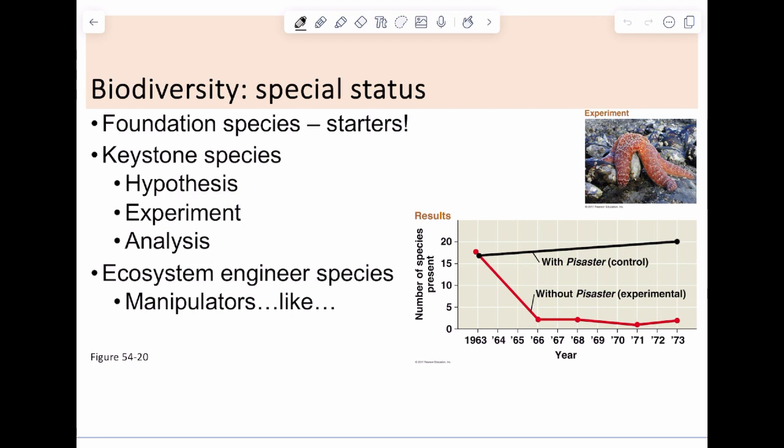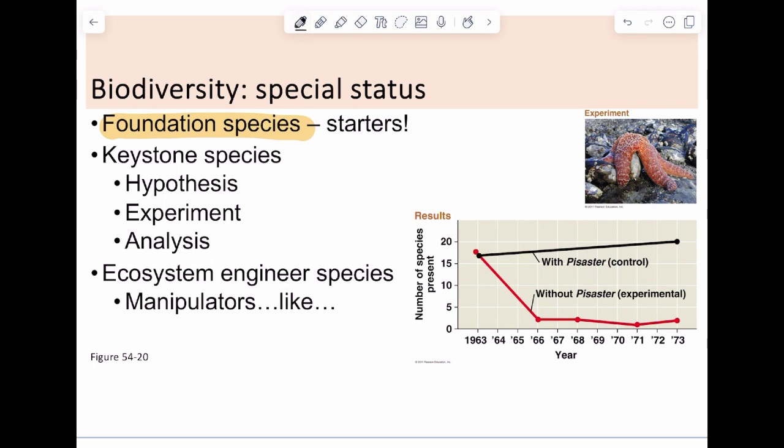In terms of special types of species that exist, we actually give certain groups of species special designations just to make them feel better about themselves. The first are what we call foundation species, and these are the ones that are going to start an ecosystem, start the community.